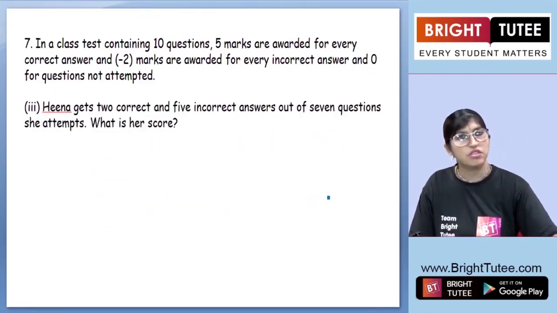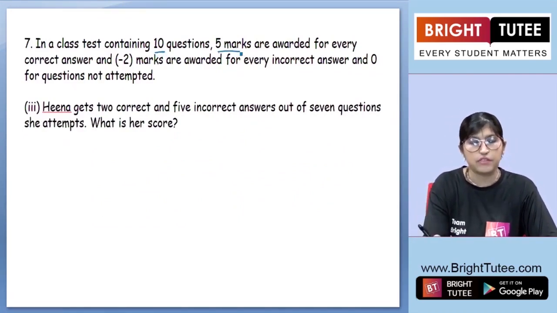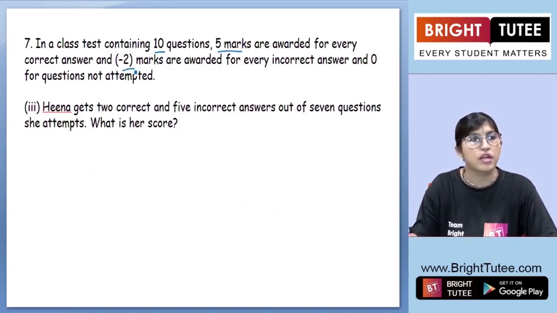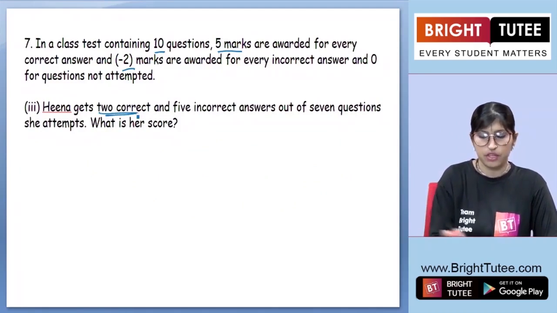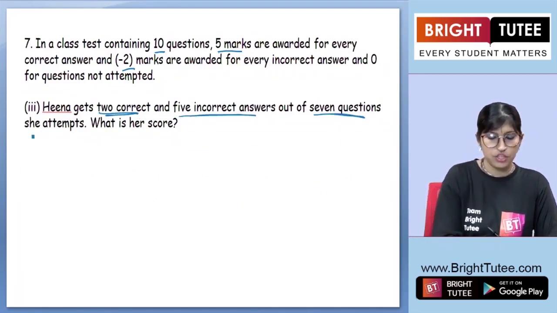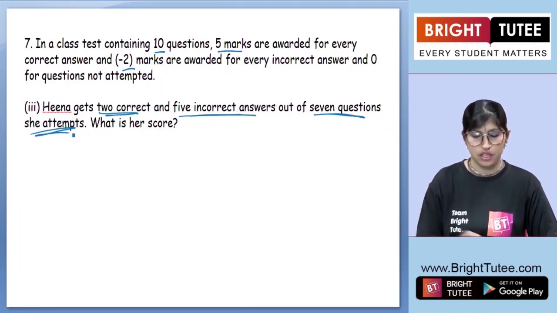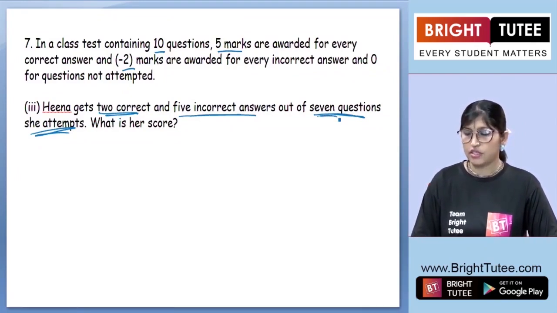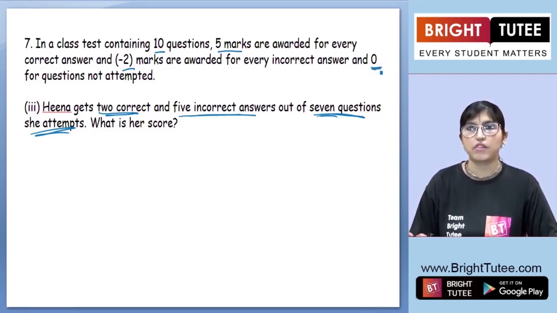Now let's move on to the third part of the same question. Again, we have 10 questions in all. 5 marks for the correct answer and -2 for the incorrect answer. So now Hina gets 2 correct and 5 incorrect answers out of 7 questions she attempts. Now we have a total of 10 questions. She got 2 correct and 5 incorrect, and she attempted only 7 questions. So we'll be getting 0 marks for any question not attempted.